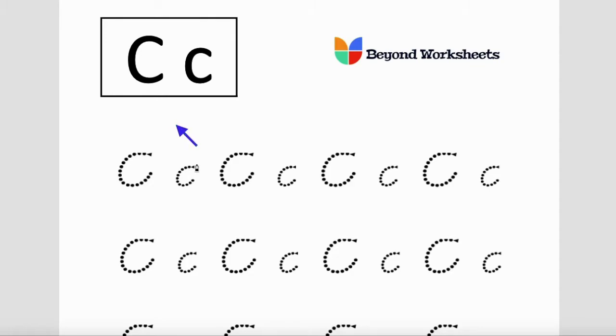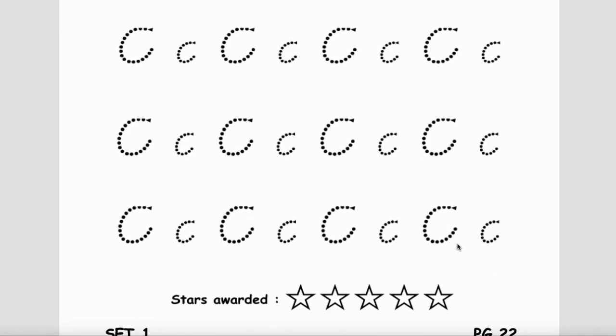Awesome. Now, follow my arrow. You start at the top and go all the way down following the dotted line and stop there. Capital C. Start at the top, go all the way down following the dotted lines and we stop there. Small c. Excellent. Now you have a go and try to complete everything until the bottom. Then ask your teacher how many stars have you earned. Color the stars.